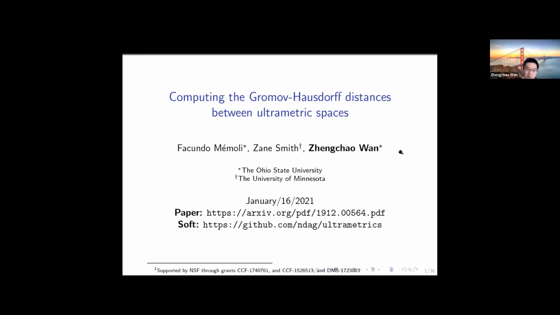Today I'm going to talk about computing the Gromov-Hausdorff distances between ultrametric spaces. This is joint work with Facundo Mémoli and Zhengchao Smith, and this work was supported by NSF grants. You can find details of my talk in our arXiv paper, and some code is also available on our GitHub page.